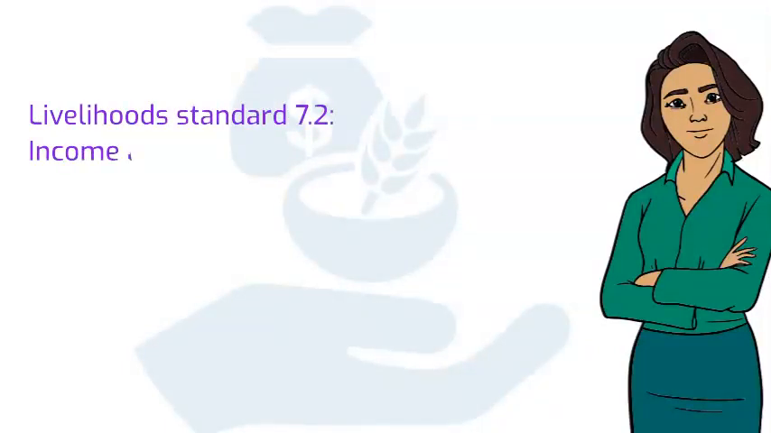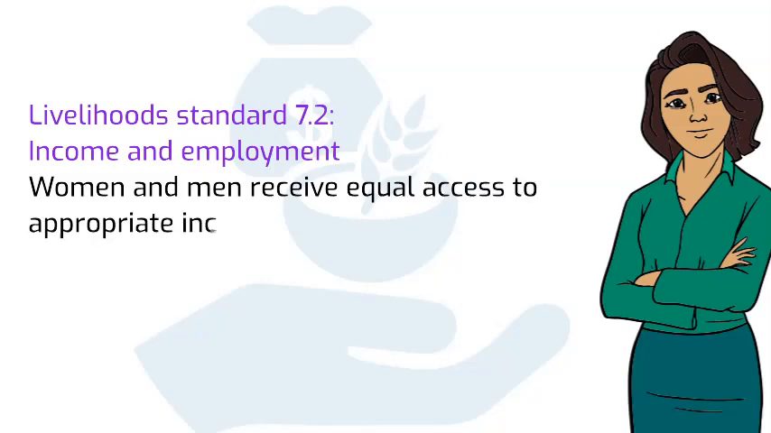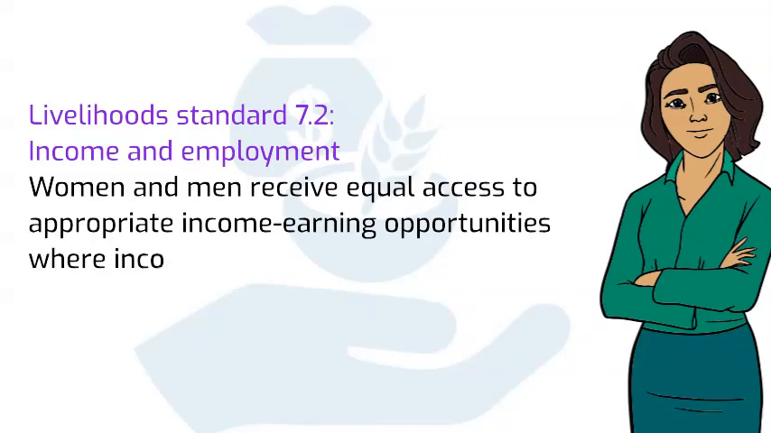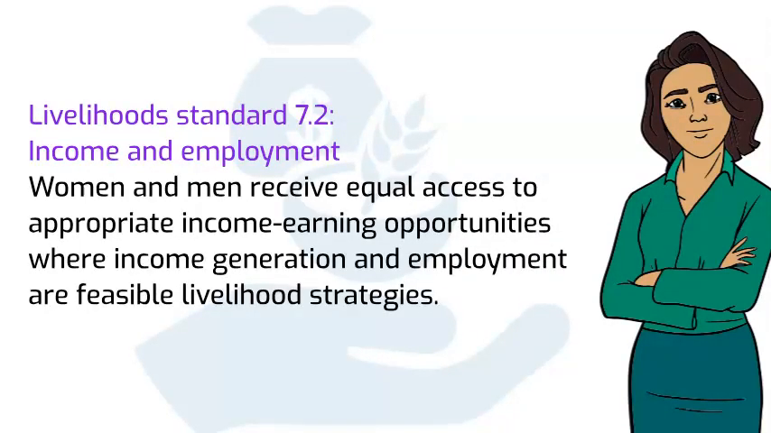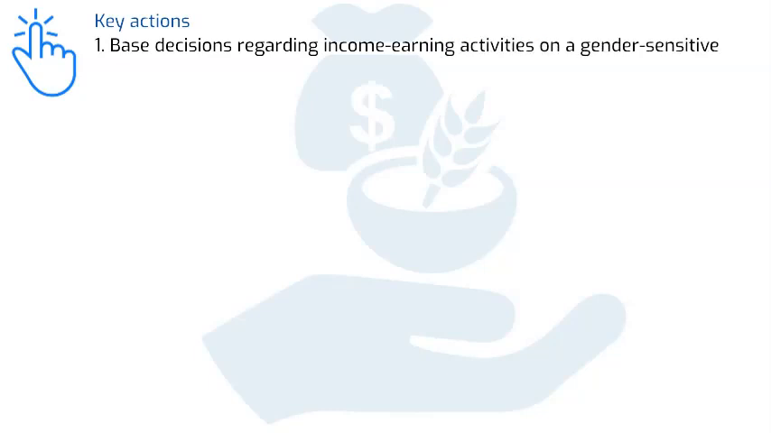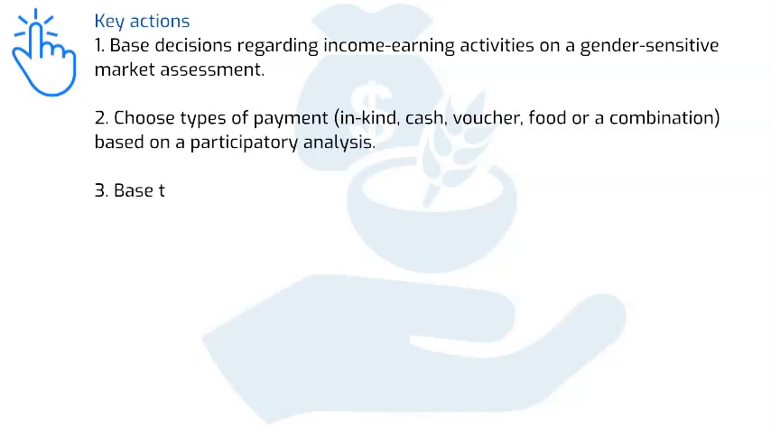Livelihoods Standard 7.2. Income and employment. Women and men receive equal access to appropriate income earning opportunities where income generation and employment are feasible livelihood strategies. Key actions. 1. Base decisions regarding income earning activities on a gender-sensitive market assessment. 2. Choose types of payment, in kind, cash, voucher, food or a combination, based on a participatory analysis.